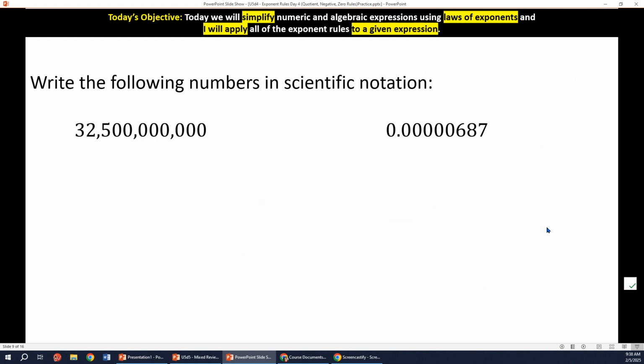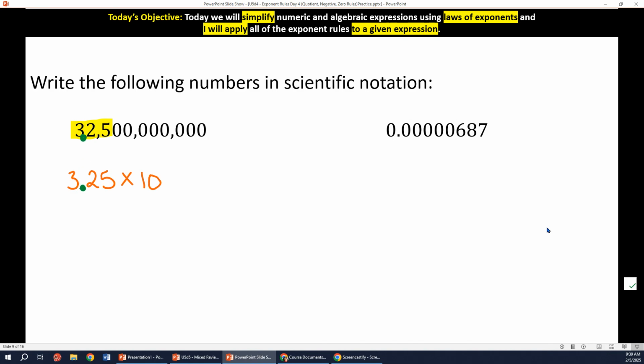Can we take a big number with lots of zeros and turn it into scientific notation? So the first thing I want to do is put my decimal in the right place. I can only have one number to the left of it. So this is going to become 3.25 times 10 to the something. We have to figure out what that something is.